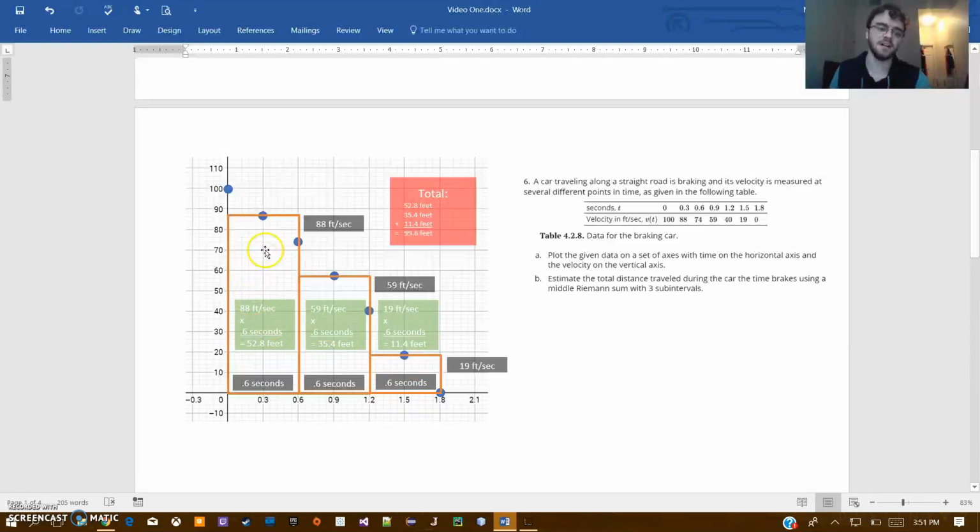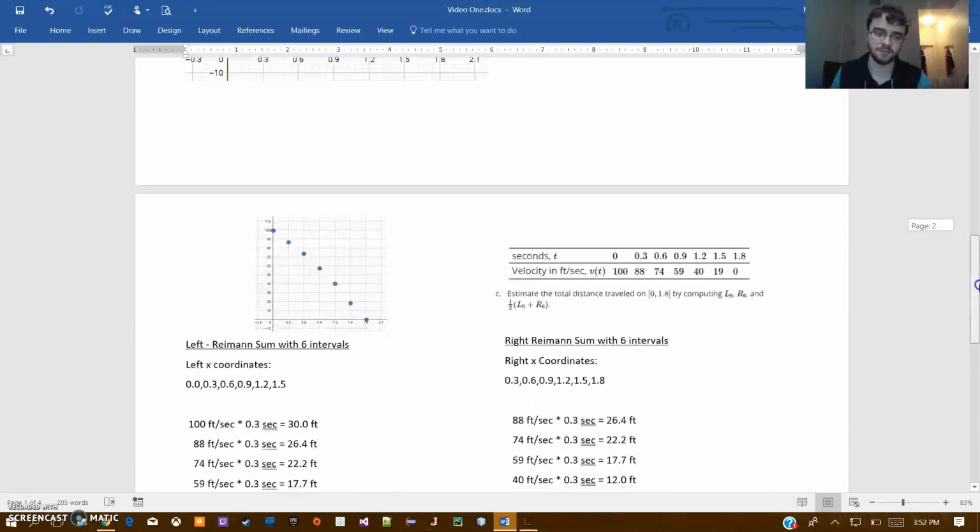and 1.5 seconds. So we end up having the first rectangle of 0.6 seconds times a height of 88 feet per second, which gives us a total area of 52.8 feet. The second one is 0.6 seconds times 59 feet per second, which gives us 35.4 feet total. And then we have 19 feet per second times 0.6 seconds with 11.4 feet for the total of that. Combine those all together, we have a total area of 99.6 feet. Now we move on to the next question.